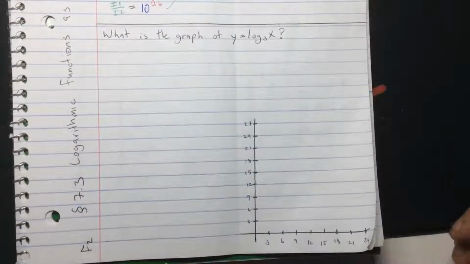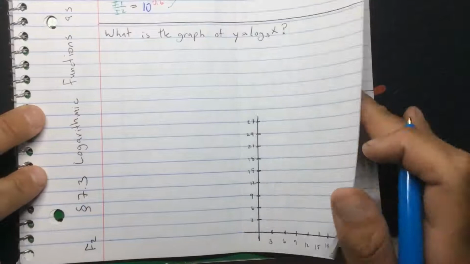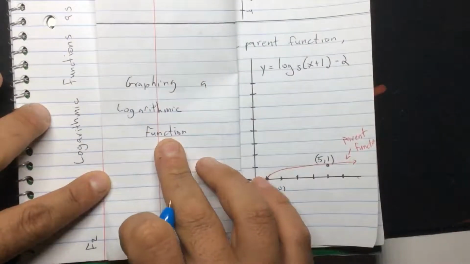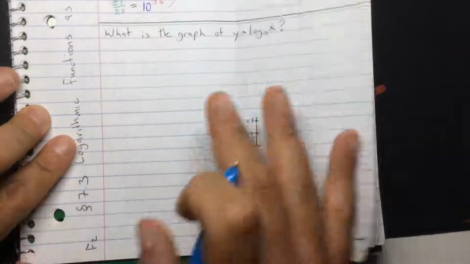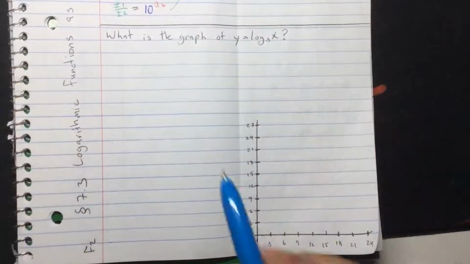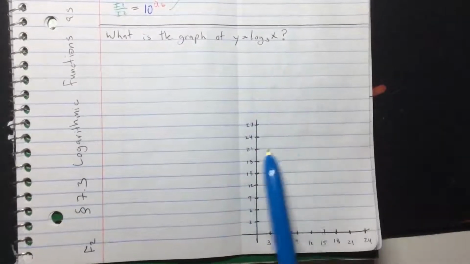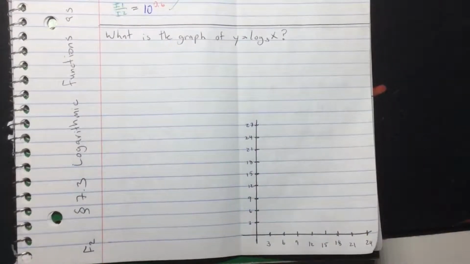This is part 2 of foldable number 2. And for this one, we're going to be graphing a logarithmic function. Tongue twister. And we have this here: y is equal to log base 3 of x, and we have to graph that here. So we come to a little dilemma, and I'll show you why.